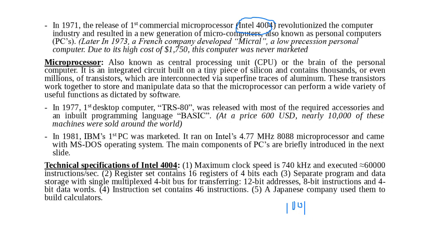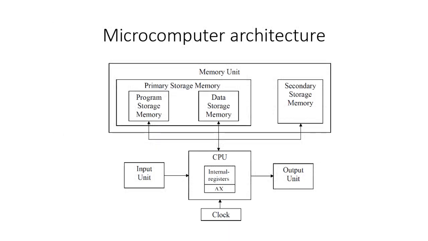It separates operations and data storage, with a single multiplexed 4-bit bus for transferring 12-bit addresses, 8-bit instructions, and 4-bit data words. The instruction set contains 46 instructions. A Japanese company used them to build calculators. Okay, this is some basic information.